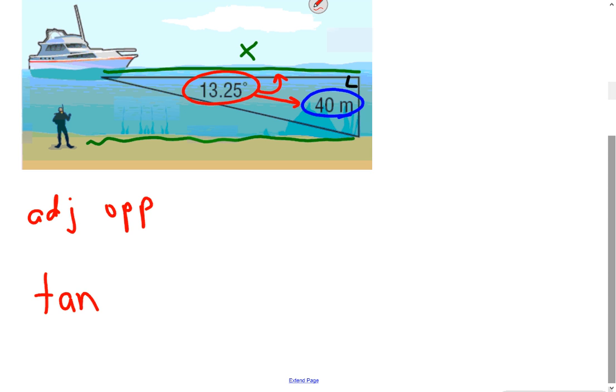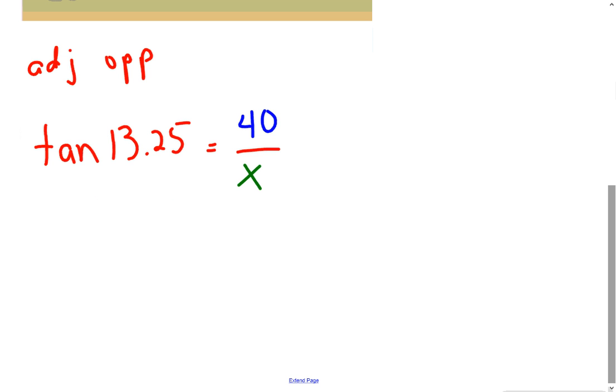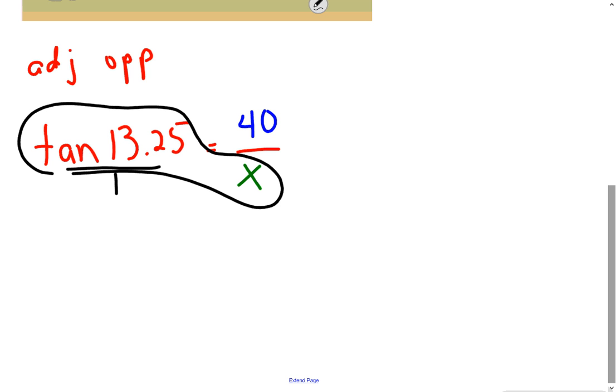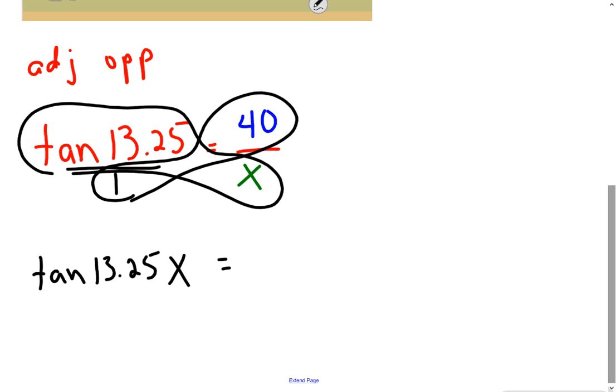So I'm going to have the tangent of my angle that I work from, 13.25. And the tangent is going to equal the opposite side, which is 40, over the adjacent side, which is x. And now we just go through and we solve this proportion. The first thing I like to do in my proportions is make the proportion, and now I can cross multiply. So I'm going to cross multiply this way, and we're going to end up with a tangent of 13.25x equal to, well, when we cross multiply this way, we just get 40.